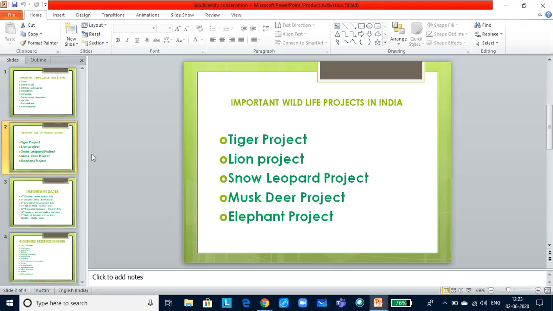Snow Leopard Project throughout the Himalayas. Example, Kanchenjunga National Park, Gangtok. Musk Deer Project, Kedarnath Sanctuary in Uttarakhand, Manali Sanctuary in Himachal Pradesh and Shikari Devi Sanctuary in Himachal Pradesh. This project is on. Project Elephant was launched in 1992 and it covers both wild and domestic elephants.